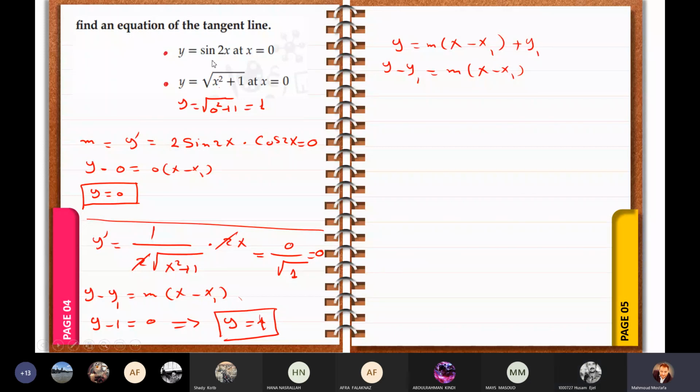Okay, derivative of sine is what? Cosine. Here it is 2x, sorry. Yeah, 2x, not sine x.